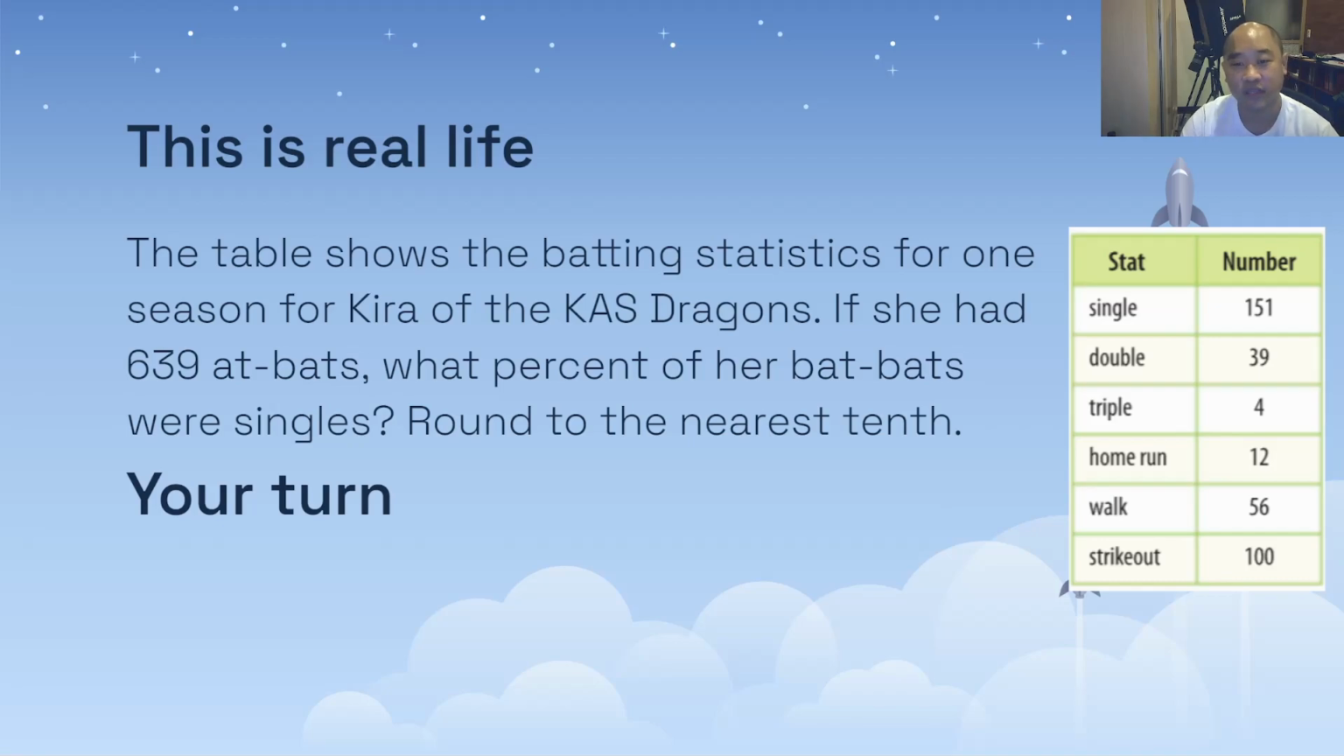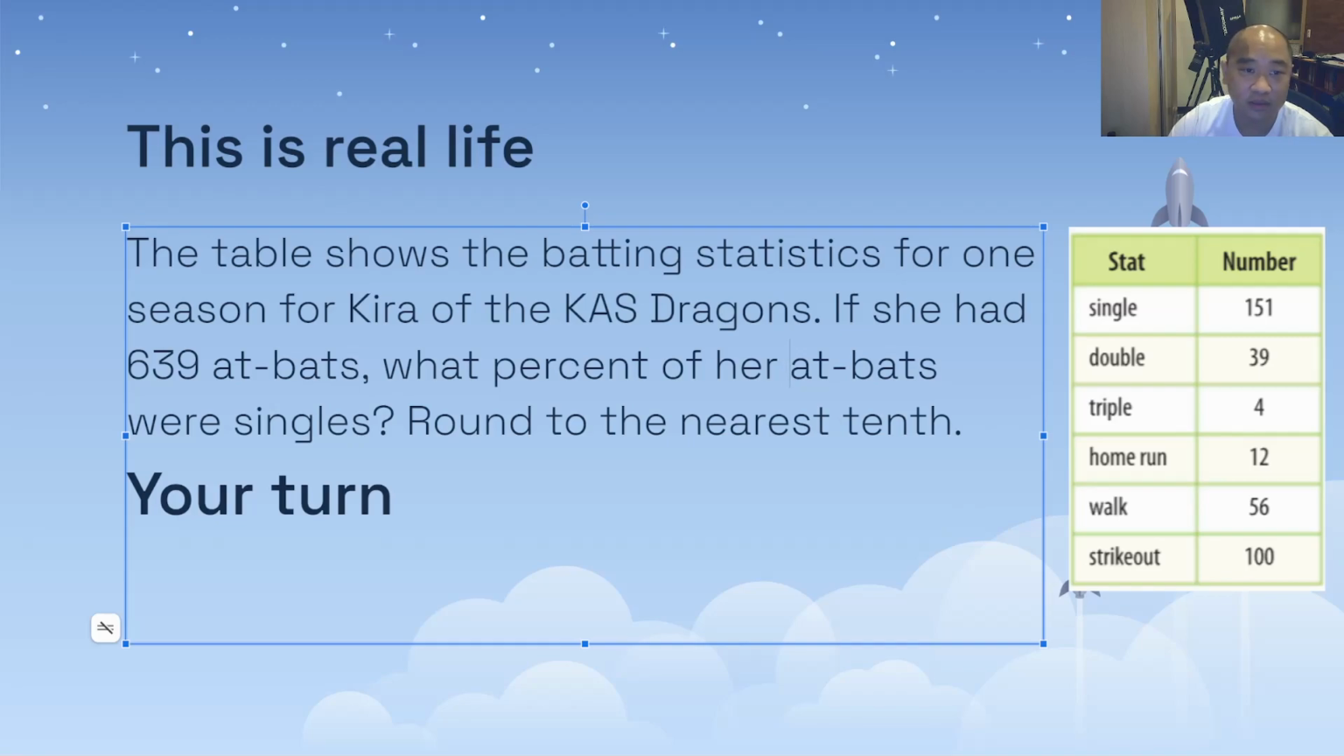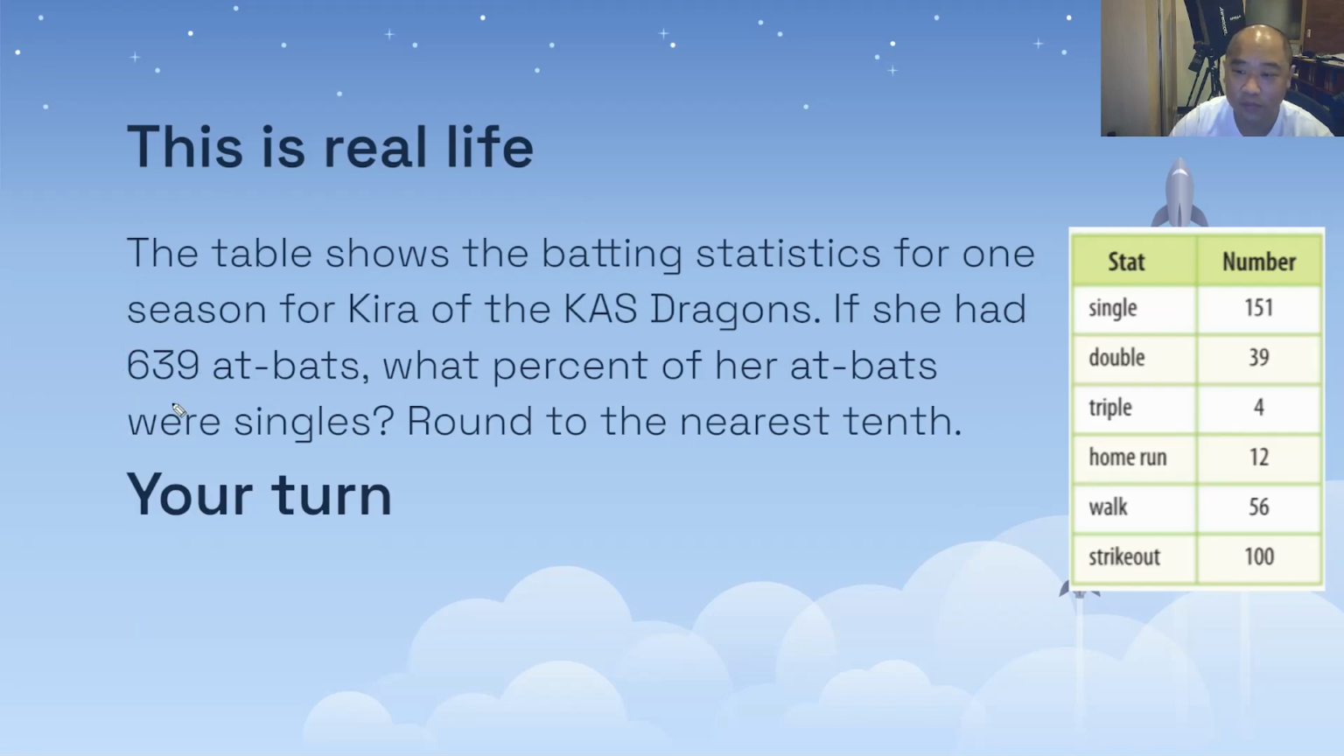All right, so this is real life. Let's say that this table here shows the batting statistics for one season for Kira of the KAS Dragons. So if she had 639 at-bats, this is 639 times that she went to swing the baseball bat, what percent of her at-bats were singles?